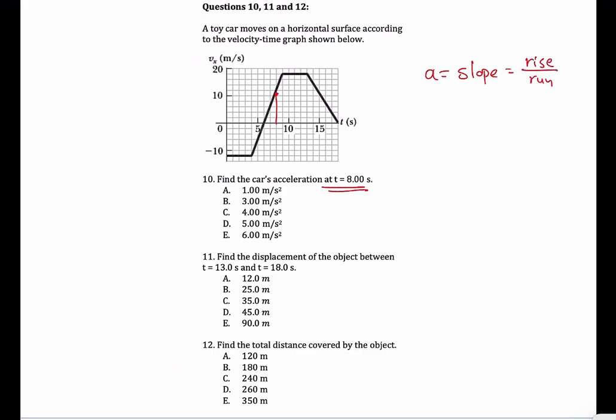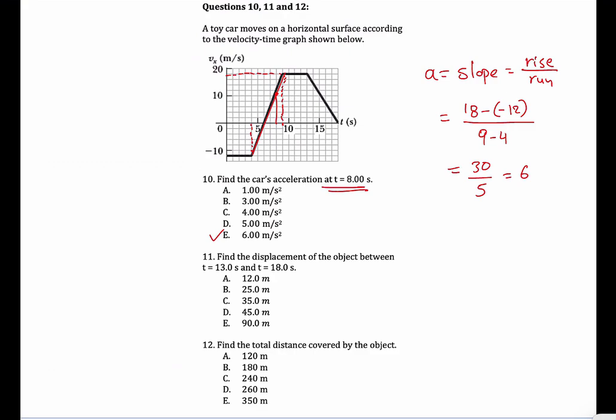Since this is a straight line, I can take the constant slope of this line, and the rise is from -12 to positive 18. So it is 18 minus -12, and the run is from 4 seconds to 9 seconds. So 9 minus 4, so the result is 30 over 5. The acceleration is 6 meters per second squared.